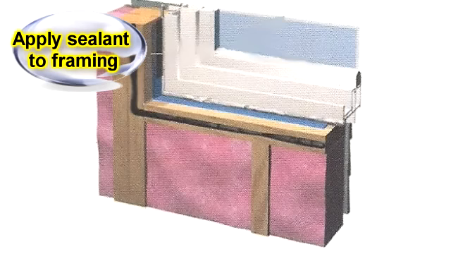Step 21. Complete the installation of the selected insulation. Step 22. Apply the acoustic sealant to the perimeter of the rough framing. This is also a continuation of the air barrier.